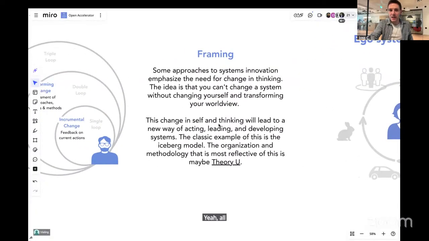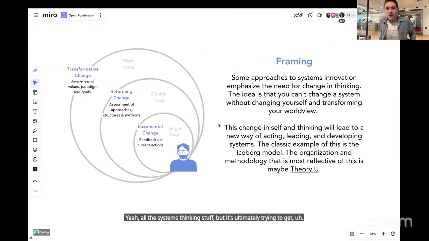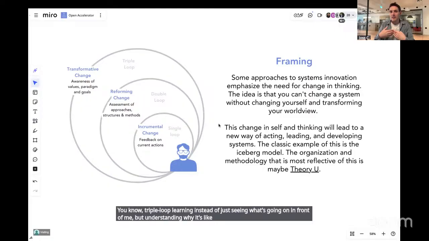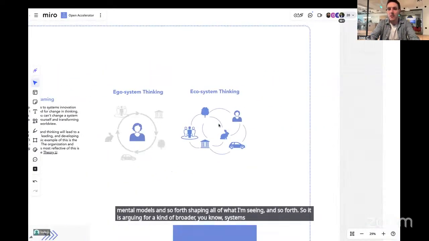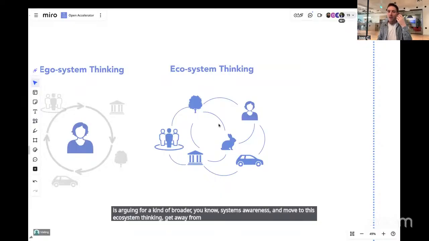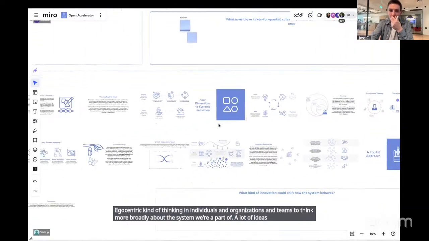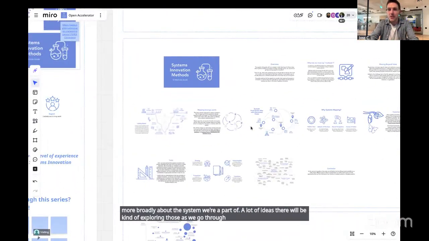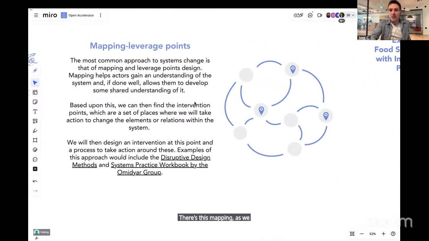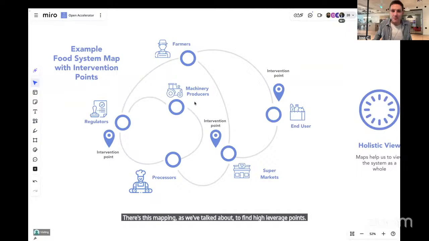All the systems thinking stuff, but it's ultimately trying to get to triple loop learning instead of just seeing what's going on in front of me, but understanding why it's like that, and how my framing and my mental models and so forth are shaping all of what I'm seeing. So it is arguing for a broader systems awareness, and a move to this ecosystem thinking, get away from egocentric thinking in individuals and organizations and teams to think more broadly about the system we're a part of. A lot of ideas there, and we'll be exploring those as we go through. There's this mapping, as we talked about, to find high leverage points. So that's what a map looks like, in case you've never seen one.